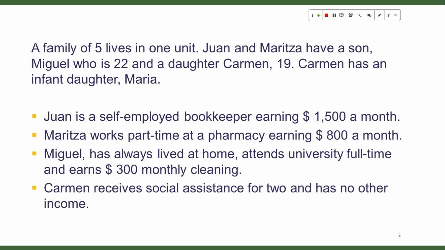So with Juan and Maurizia, we would have employment income. Carmen would have social assistance, so Ontario Works. And then Miguel, his income would actually not be included at all because he's attending university full-time. So he would be removed from the calculations.